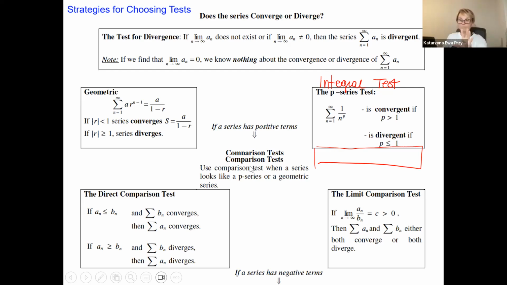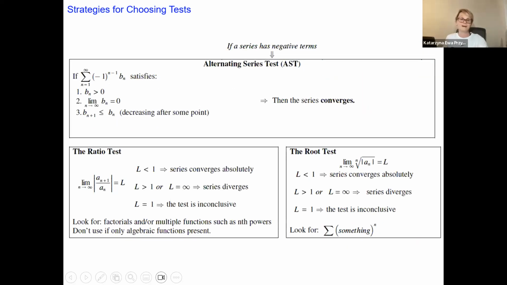Okay, for now, we have to know this. Yeah? Geometric, integral test, P-series test, comparison, limit comparison. Okay, and then that's the negative, but that's tomorrow and that's next week. And that will be all of the tests: alternating series test, ratio test, and root test.